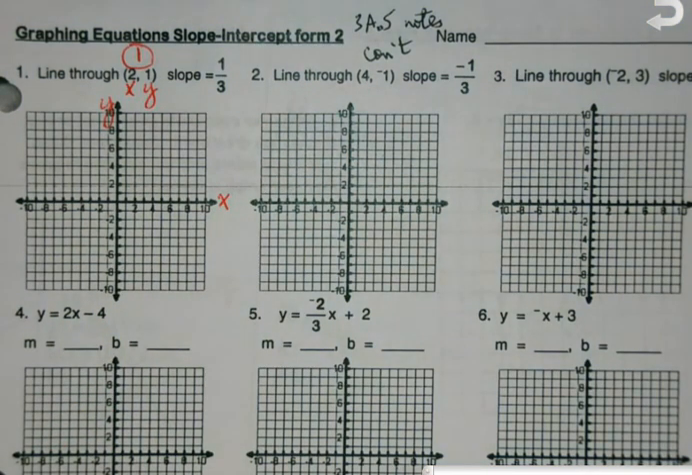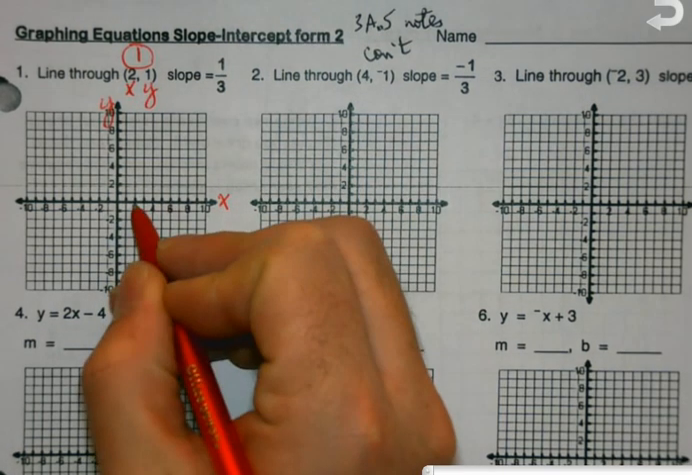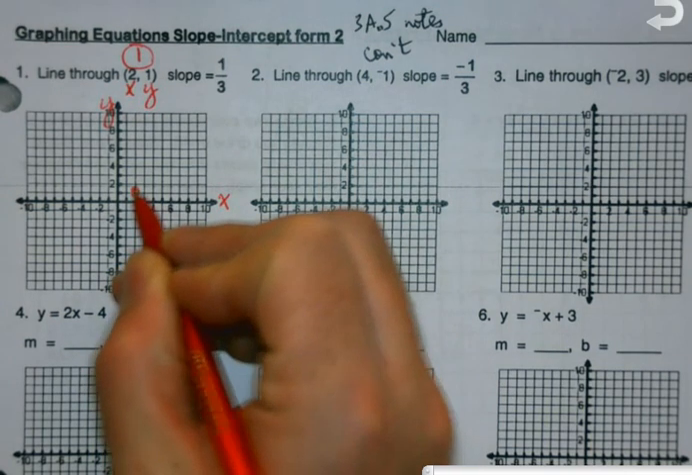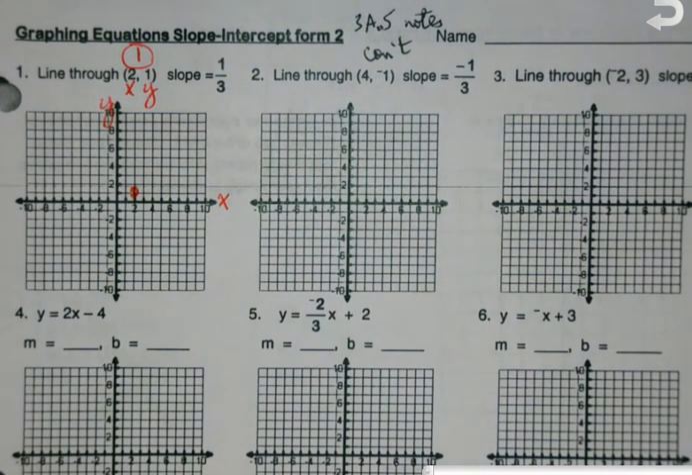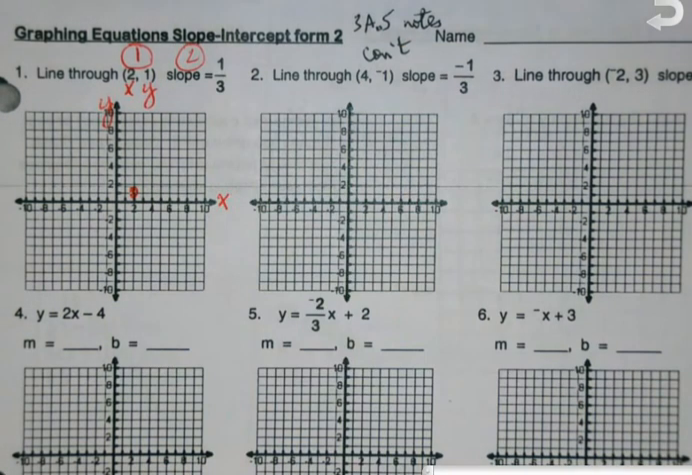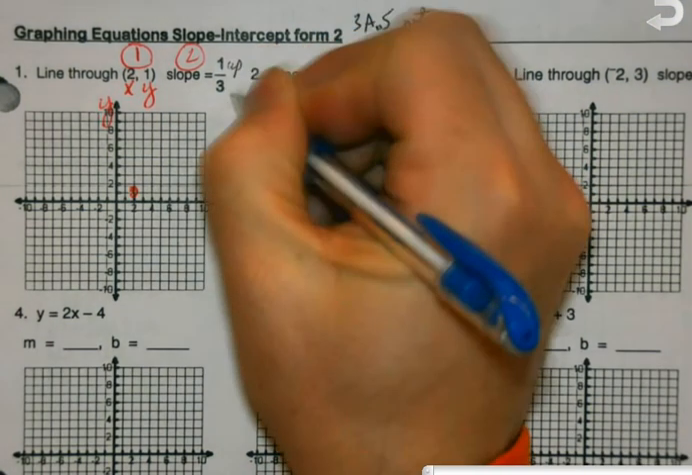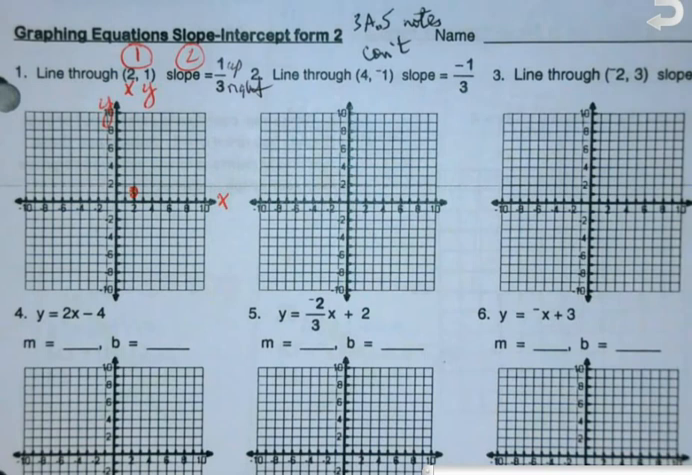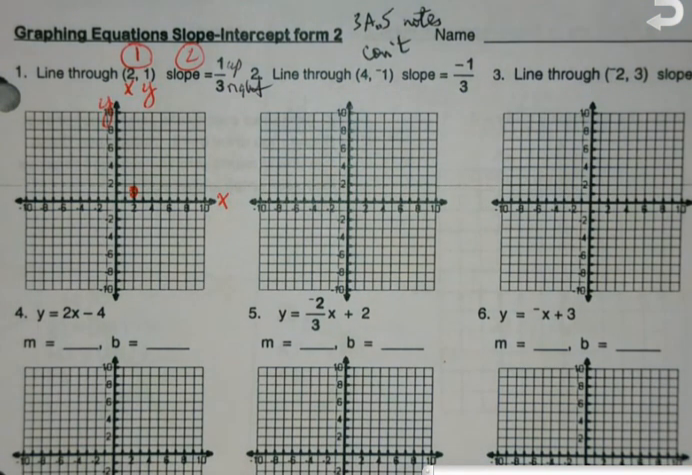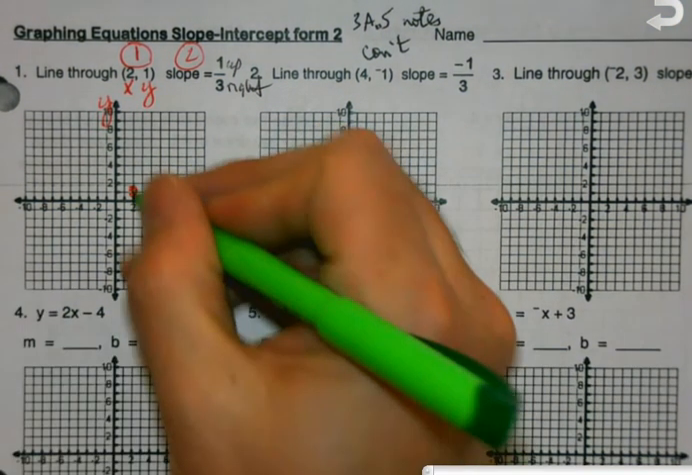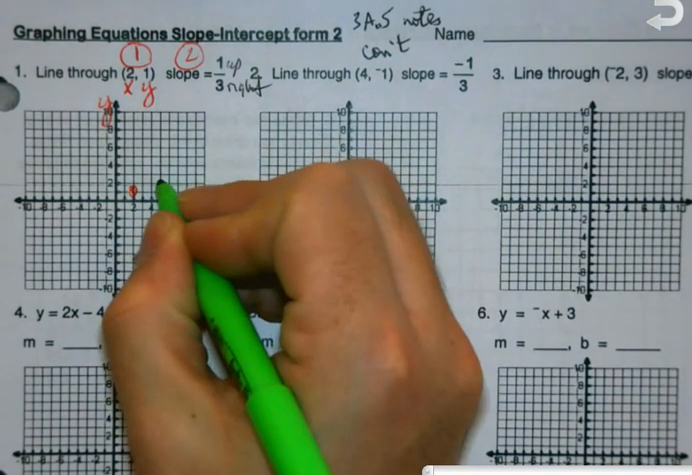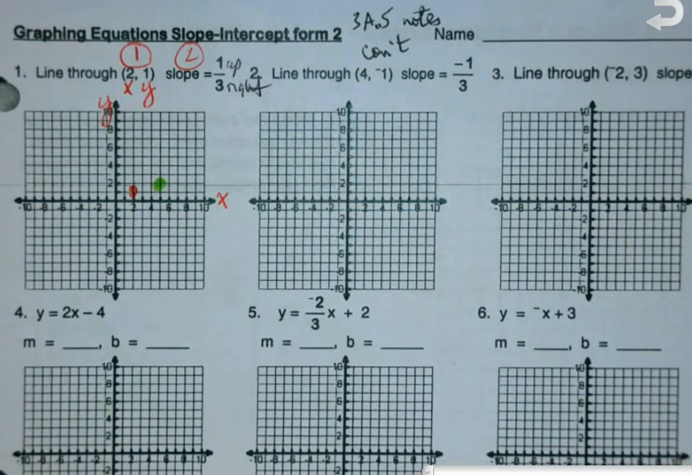So if my line's going through the point (2, 1), how do I get to that point? Go right 2 and up 1, and I get my first point in there. So once I do that, my slope says 1/3. I do that second, from the point I just made. How do I go 1/3? Up 1 and right 3. So here's my point. I go up 1, right 3, put my next point, draw a line through it.